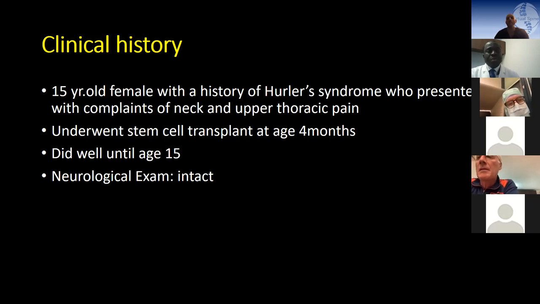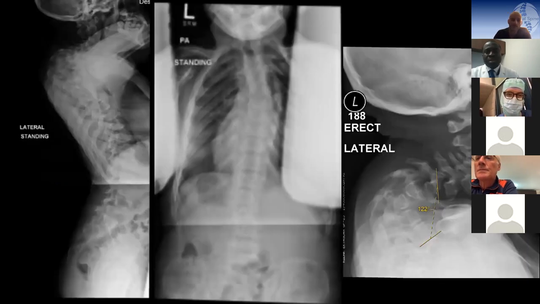She did very, very well, did not have any real spinal clinical manifestations. She was neurologically intact when she presented with the neck and upper thoracic pain. So these are her clinical imaging. So I can go through this and move this to the side.